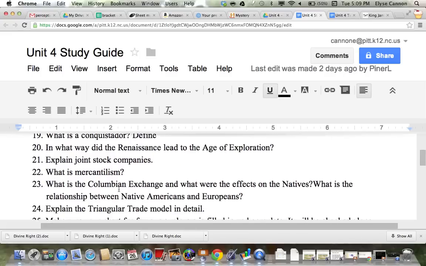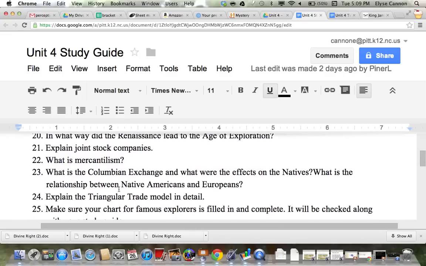So keep in mind, mercantilism is going to deal with a nation's strength built off of its wealth in gold and silver. You have to compete with other nations. You need a favorable balance of trade with imports and exports. And also that's going to deal with the mother country and colonies and their relationship.